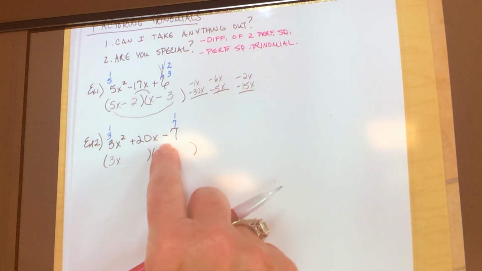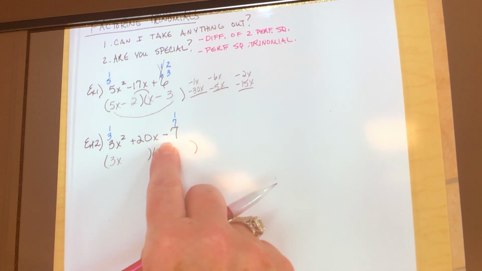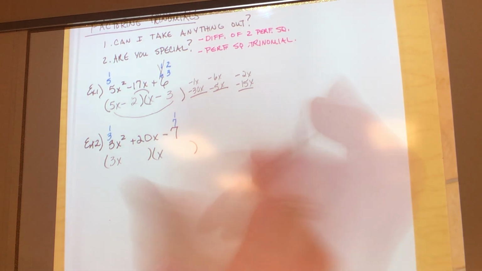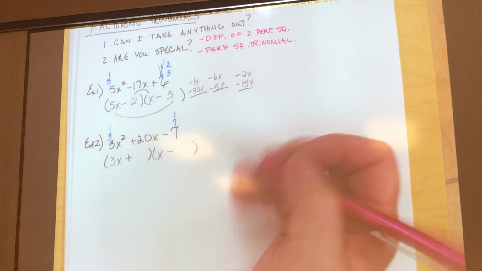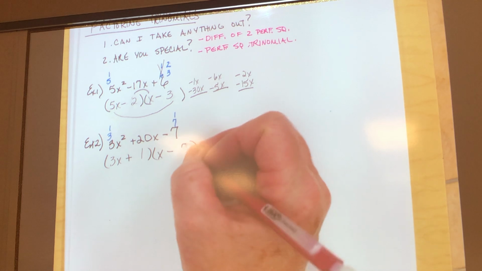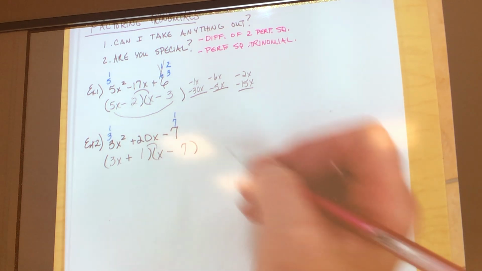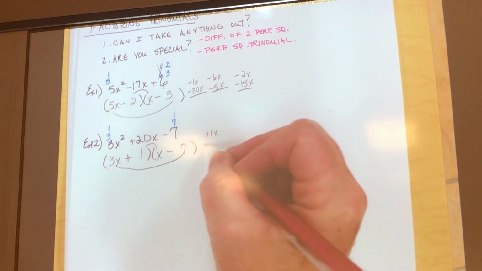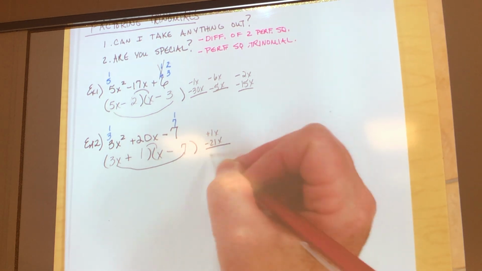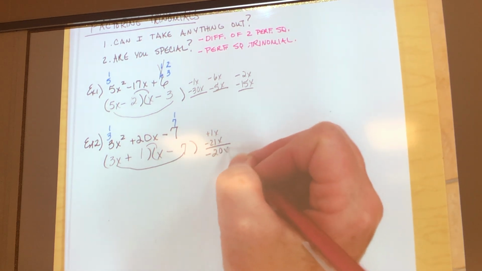What's a minus sign at the end? Different signs. I like to go ahead and put mine in there. Some kids don't, but I always do. Okay? So I'm just going to try 1 and 7. So I'll check it. Positive 1x, negative 21x, and I got a negative 20x.